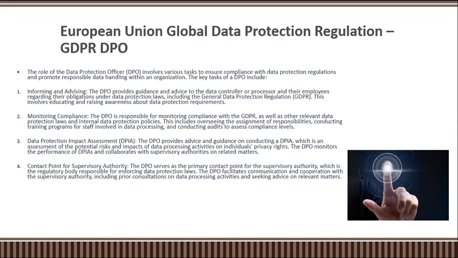So the role of the Data Protection Officer, DPO, involves various tasks to ensure compliance with data protection regulations and promote responsibility of data handling within an organization. The key task of a DPO includes informing and advising. The DPO provides guidance and advice to the data controller or processor and their employees regarding their obligations under the data protection laws, including the General Data Protection Regulation, GDPR. This involves educating and raising awareness about data protection requirements.